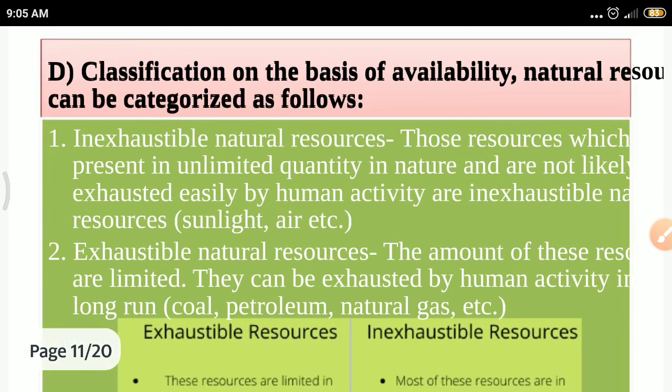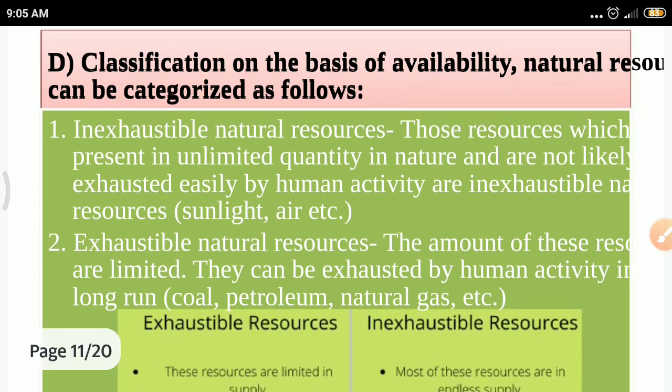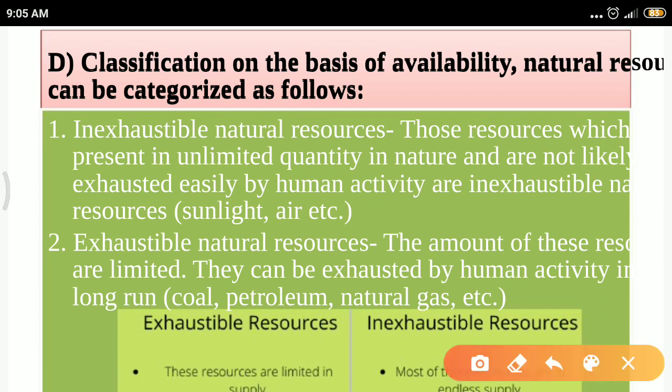Now the fourth classification, that is classification on the basis of availability of the natural resources. It can be categorized into two parts, inexhaustible and exhaustible. Inexhaustible means what? These are the resources which are present in unlimited quantity. For example, sunlight: this is the sun and here you are utilizing sunlight energy. Is it going to exhaust? No, it will remain as such. Those kinds of resources are called inexhaustible resources.